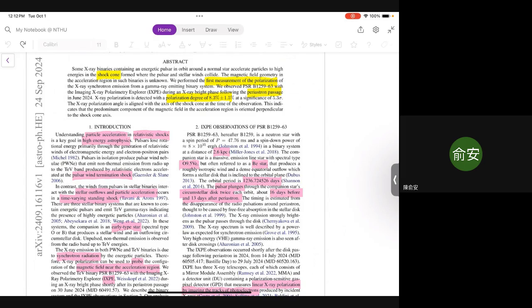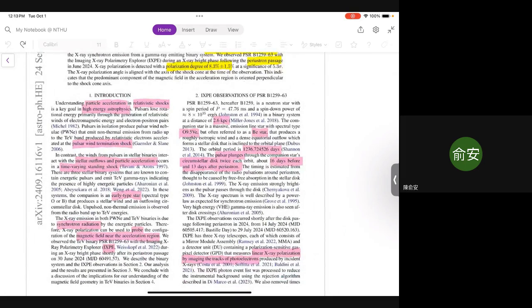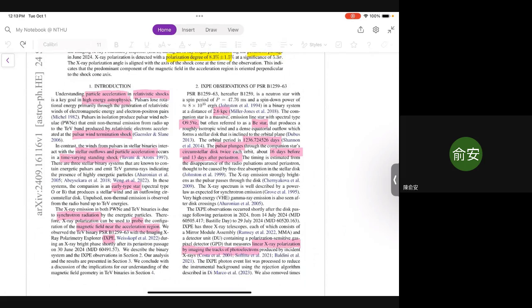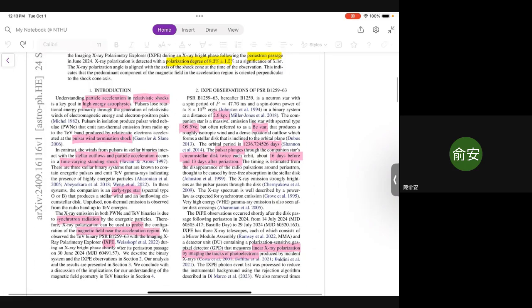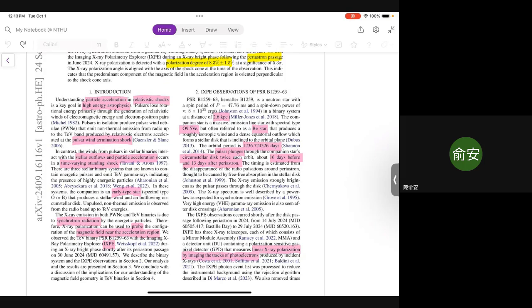So they two meet at a point, creating a shock. So at that point, what kind of interaction occurs? That is their idea. So the observation was done using IXPE, like I said. The observation was taken 16 days before and 13 days after the periastron. Periastron means the closest the pulsar gets to the star. The star here is a Be star, a very big, huge star.